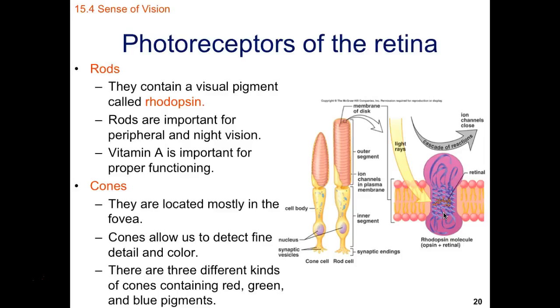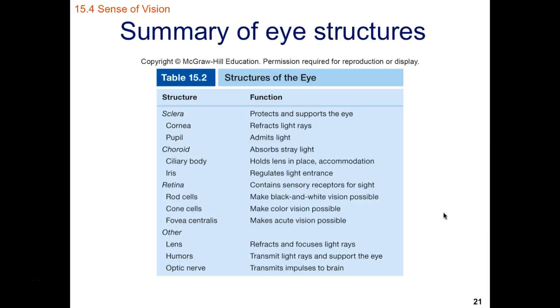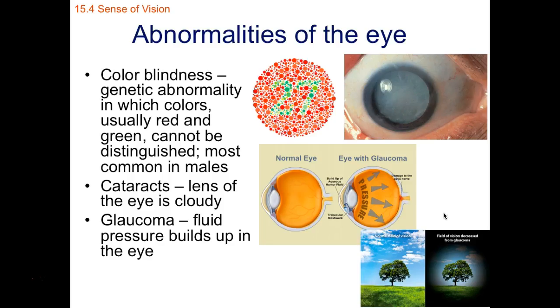And then our cones, they're going to be mostly located in the fovea centralis. As we move away from that fovea centralis, we have less and less cones, and they're going to really help us with the sense of color, our central vision, and fine detail. And we have really 3 different kinds of cones. We have ones that are going to contain red, green, and blue pigments. And here's a nice little table that kind of summarizes the structures of the eye and their functions. So feel free to read through this to kind of refresh your memory.